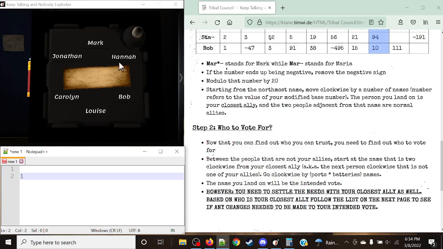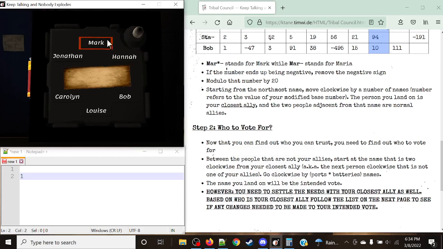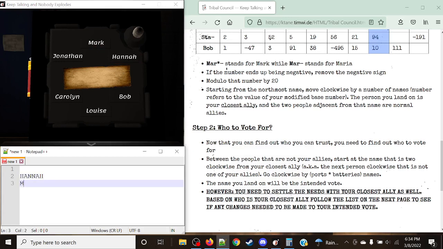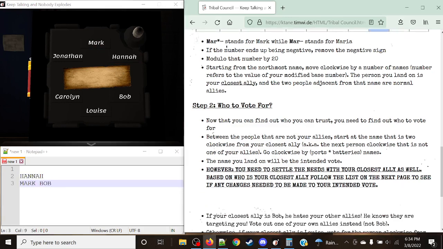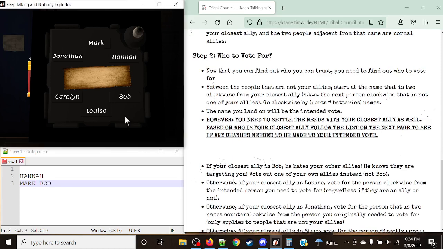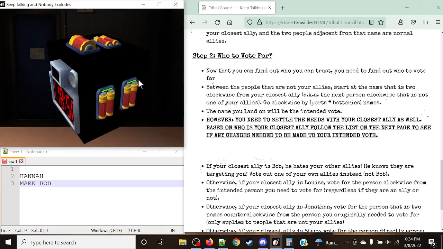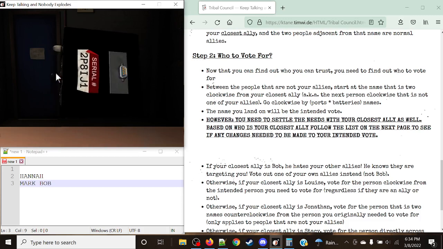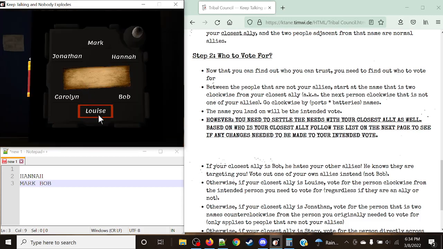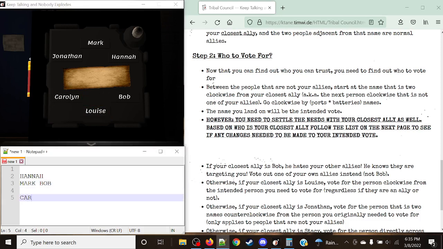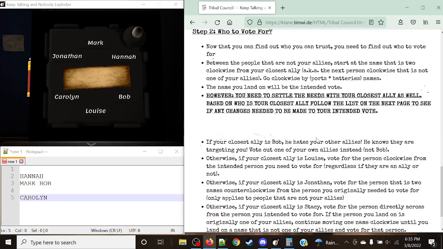Okay, so now starting from the northmost here, we're going to move 1 clockwise to Hannah, and Hannah is our closest ally, and our other 2 allies are Mark and Bob. So, now, let's take a look at the 3 people who are not our allies. So the batteries times the ports, in this case, is going to be 1 times 7. So we're going to be doing 7 spaces clockwise. Starting from Luis, we're going to do 3, and then 6, and then 1 more clockwise to a 7, which is Caroline. Now, let's take a look at the rules here.